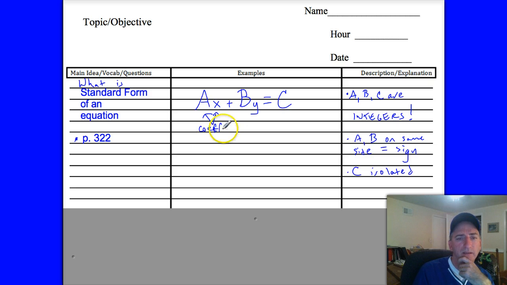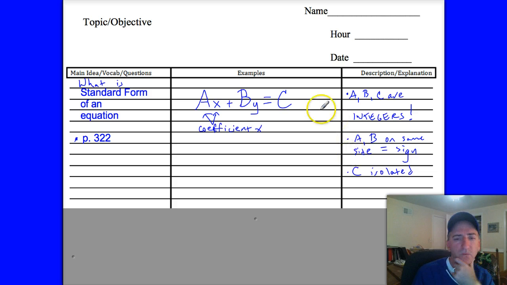Two F's. Coefficient of x. And B is the coefficient of y. So it's assumed that if I refer to A in standard form, I'm talking about the number that's being multiplied by the x variable.